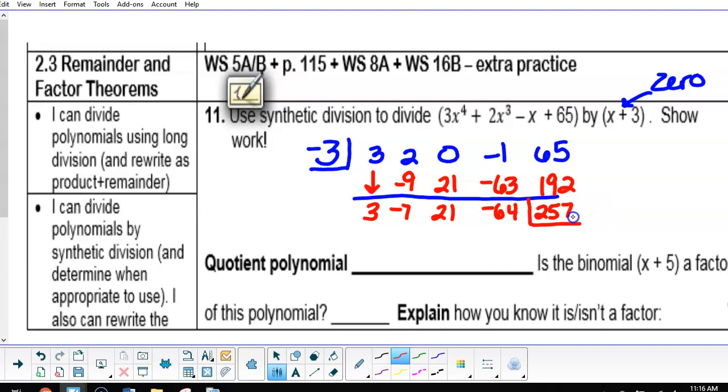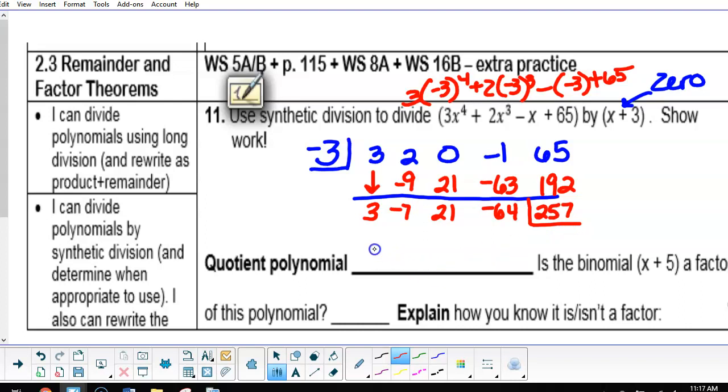How do we check that that's the right remainder? Anybody remember that? The 0 is -3, so we could put a 0 of -3 in to the original. And it should come out 257. Okay, so if you're concerned you didn't do it right, that's how you check the remainder.